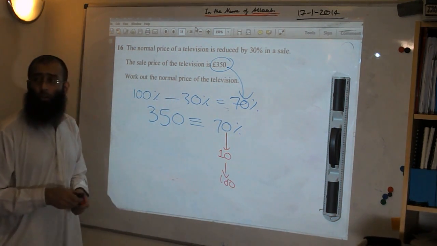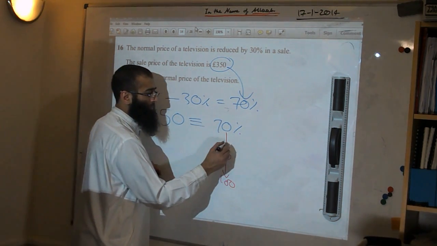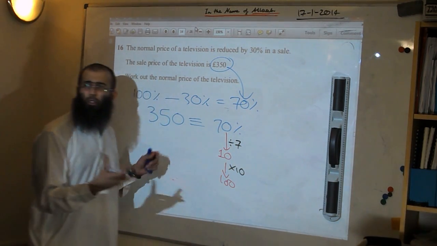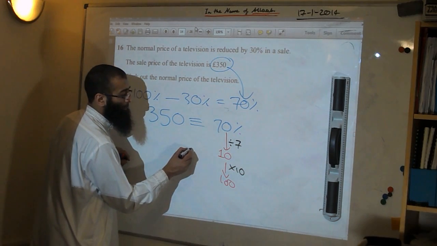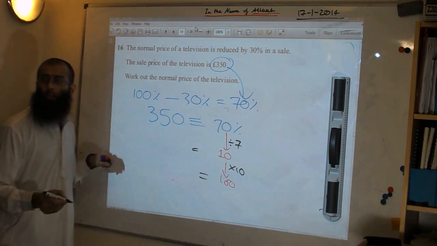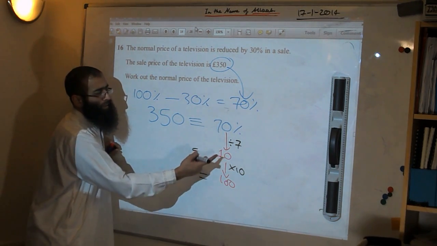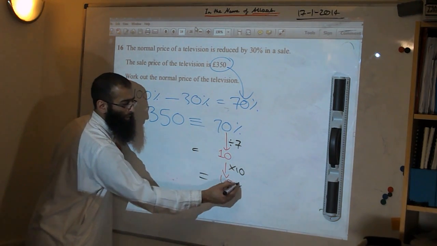Excellent. So how do we get from 70 to 10? Divided by 7. How do we get from 10 to 100? Multiply by 10. Okay, that's just a way for us to think about it. It's a non-calculator paper, so we don't want to be busting ourselves up with any dividing by decimals. So 70 divided by 7 is 10. 10 times 10 is 100%.